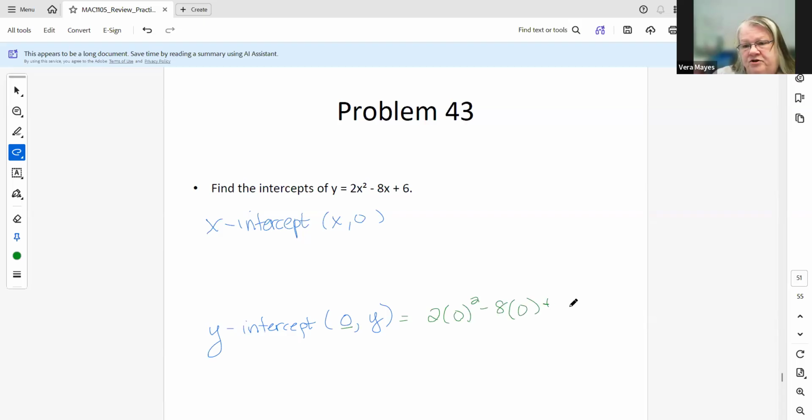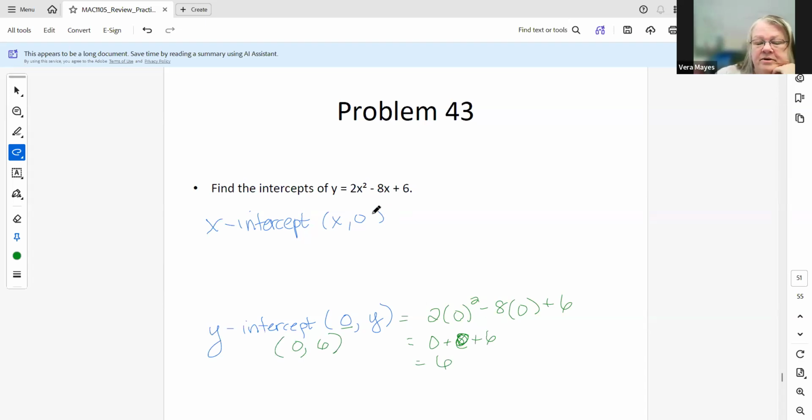So just substitute it in and then simplify. 0 squared is still 0. 0 times 2 is 0. 0 times negative 8 is 0. Plus 6. So that gives me a 6. So I'm going to rewrite this as a pair. So the x was 0 and the y is 6.